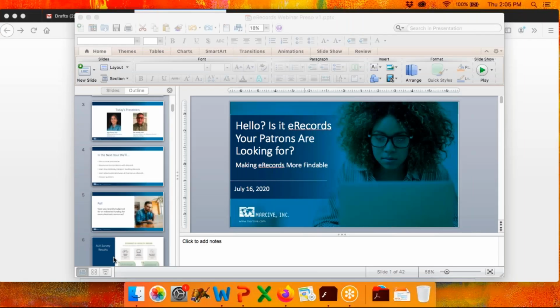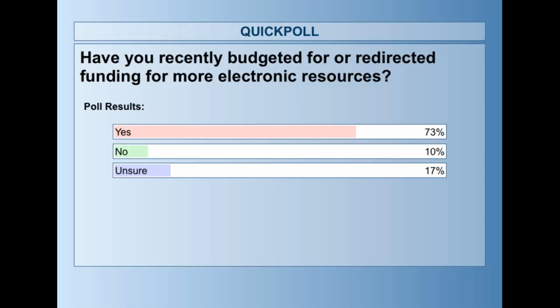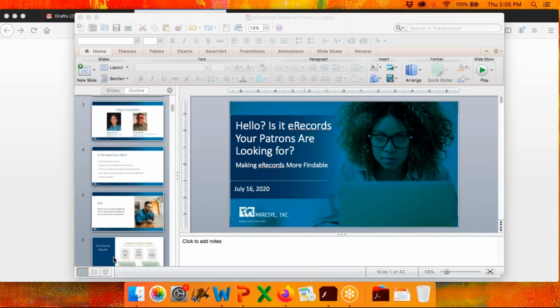All right, let's take a look. Okay, wow. Yeah, that's actually a lot higher than I thought it was going to be. So you can see that a large percentage of you are purchasing ebooks. So next slide.